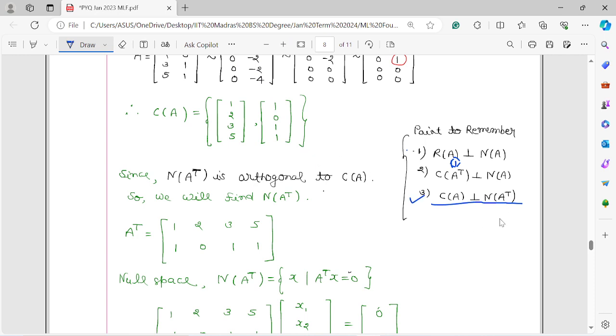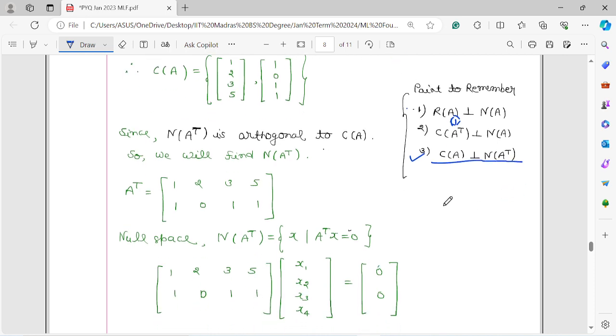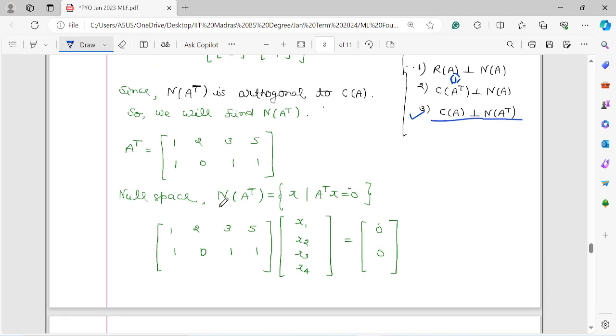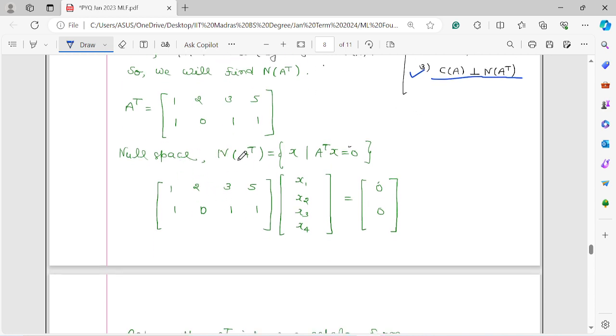So the column space of A is orthogonal to the null space of A transpose. So we will calculate the null space of A transpose. Since the null space of A transpose is orthogonal to the column space of A, we will find the null space of A transpose, and A transpose is 1 2 3 5 1 0 1 1. We have taken the transpose of matrix A, and we have to find the null space.